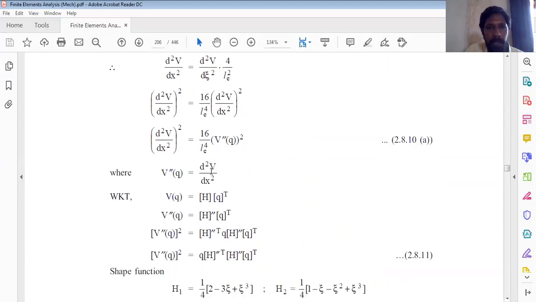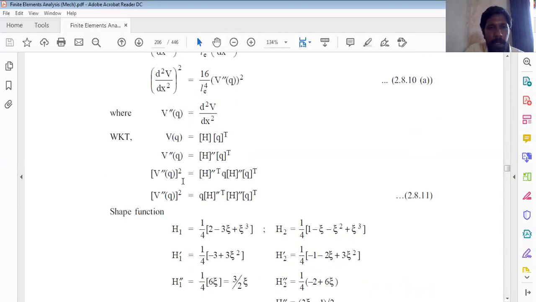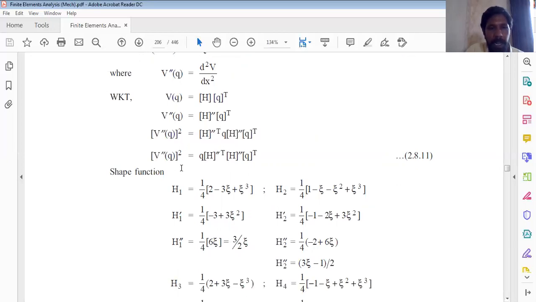Or V double dash of q can be written as d square v by dx square. V of q, we know, is h into q, and V double dash of q will be h double dash into q. So V double dash q whole square can be written as a transpose times the term, h double dash transpose into h double dash. It represents the square term, and q transpose into q will be the whole square of the V double dash q term. So V double dash q whole square can also be written as q transpose h double dash transpose h double dash into q.